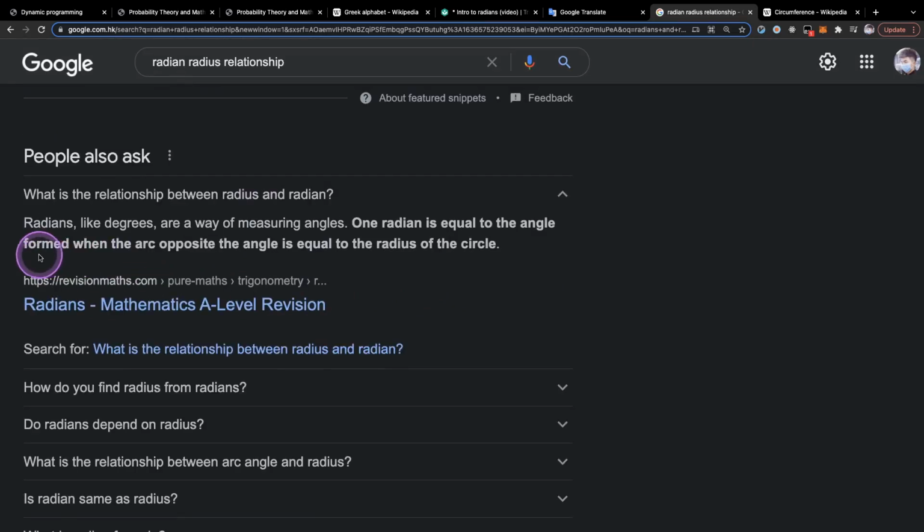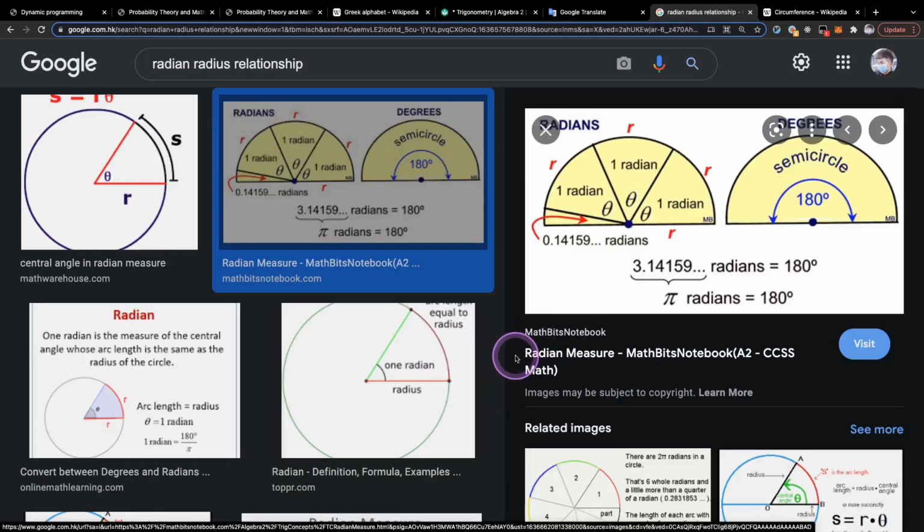What does that mean? Here's another one. Radians, like degrees, are a way of measuring angles. One radian is equal to the angle formed when the arc opposite the angle is equal to the radius of the circle. Okay, so finally I got the idea.